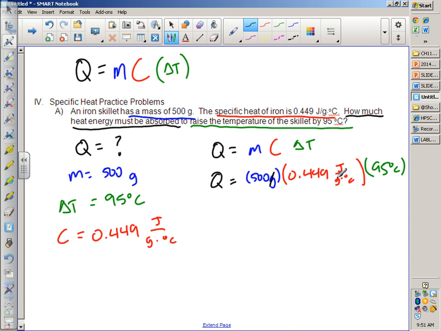So grams cancels, right? And then delta C, degrees C. So the only unit that we're left with is what? Joules. And that's good, because what are we trying to find? Energy, right? Maura, go ahead.